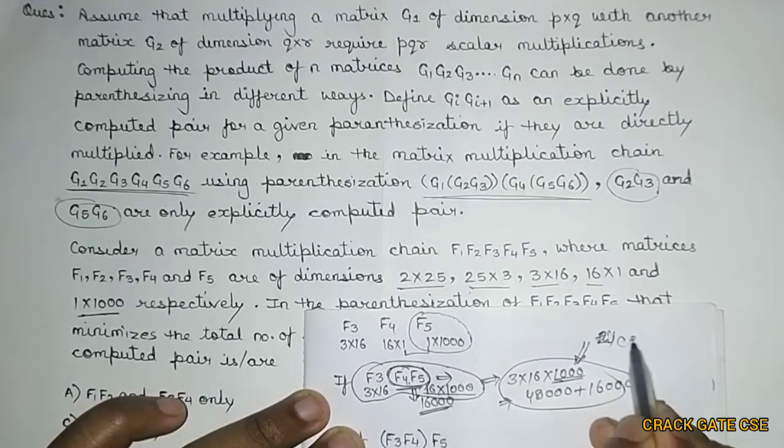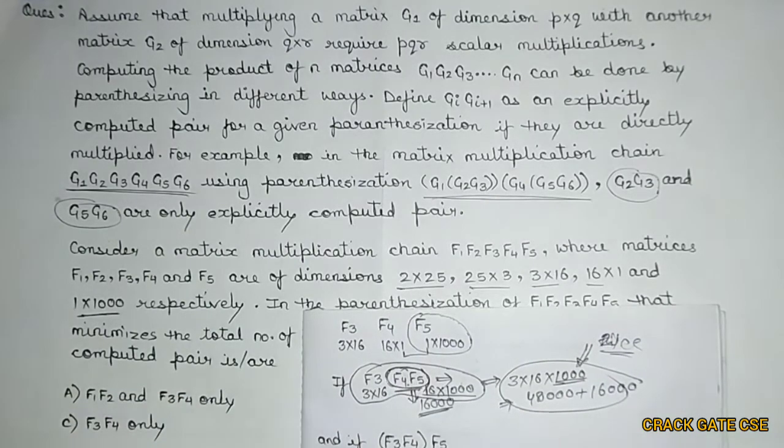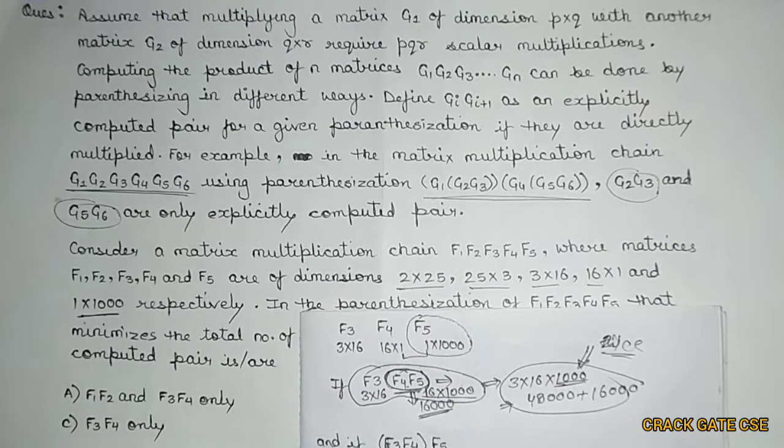But here if you multiply it at the end, then this 1000 will appear only once. Then the dimension of this particular matrix will appear only once. See how? So first of all, we need to find out for F3, F4.